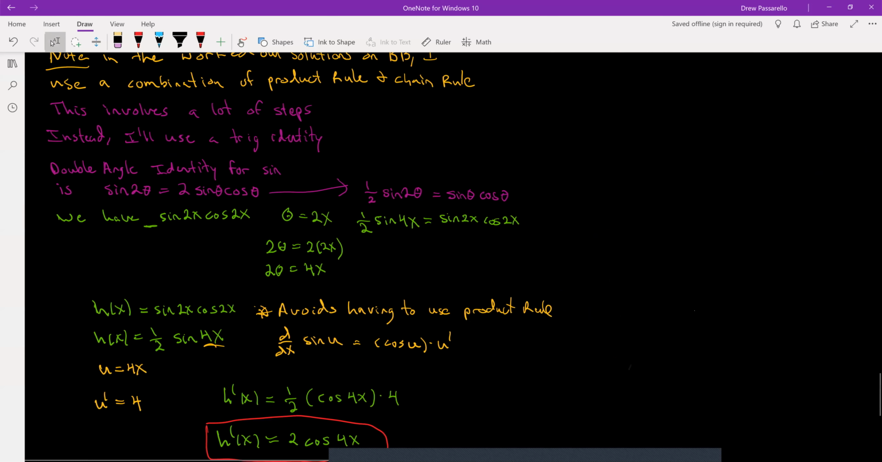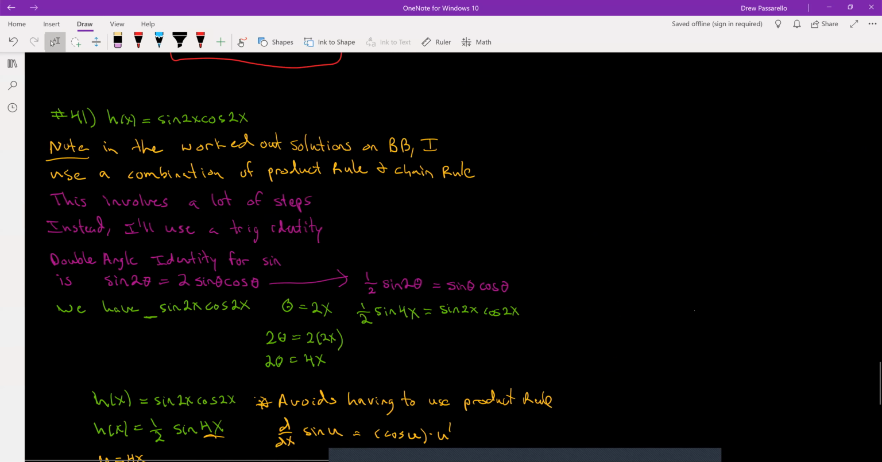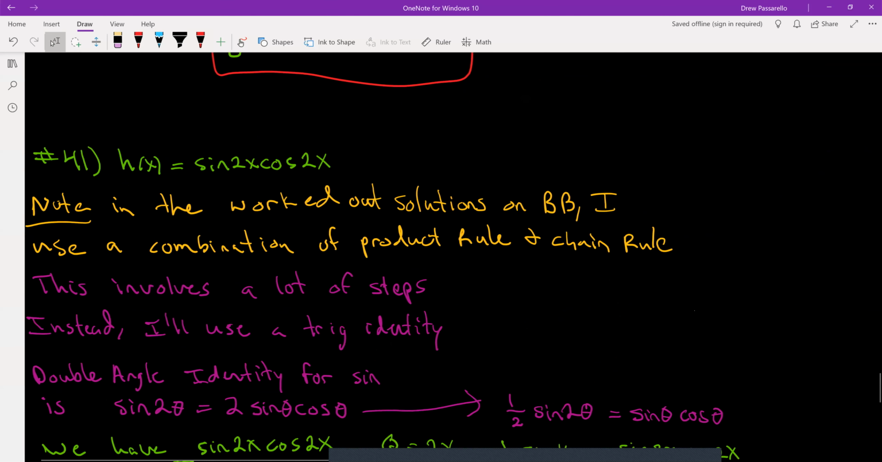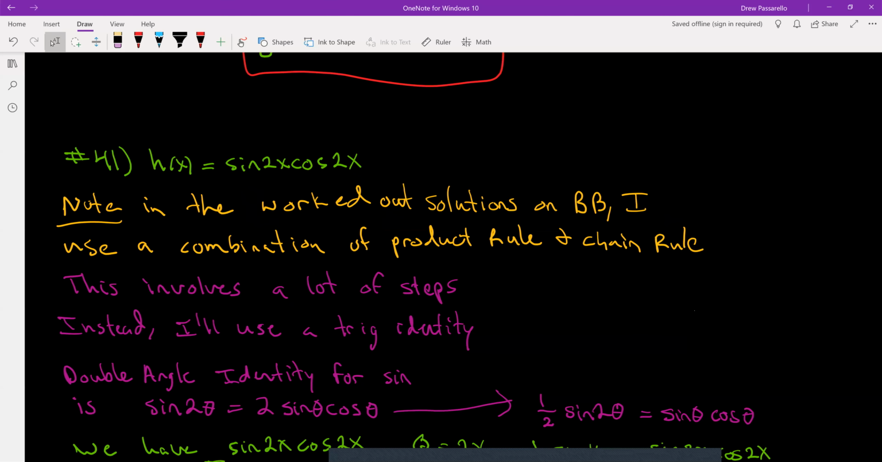This is the quickest way to do the problem, in my opinion. In the worked out solutions on Blackboard, I use the product rule because it's sine and cosine. I end up using a combination of product rule and chain rule because of the 2x being the inside function for each trig function. And then I also use a trig identity in simplifying after I apply the product rule. So it's a lot more steps. I'm still using a trig identity either route.